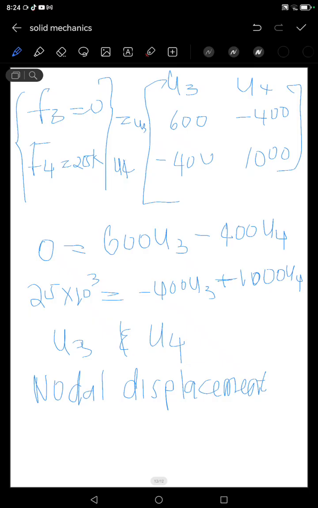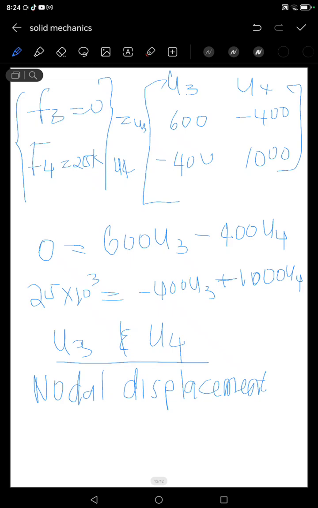So this one, you're going to get the value of U3 and U4, and then in the example they get U3 as 250 divided by 11. How much?